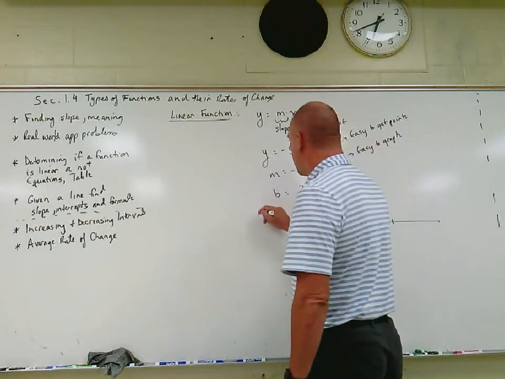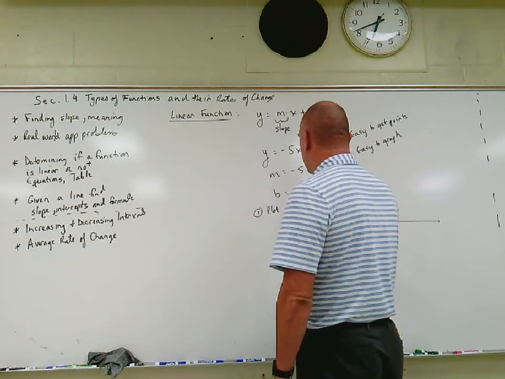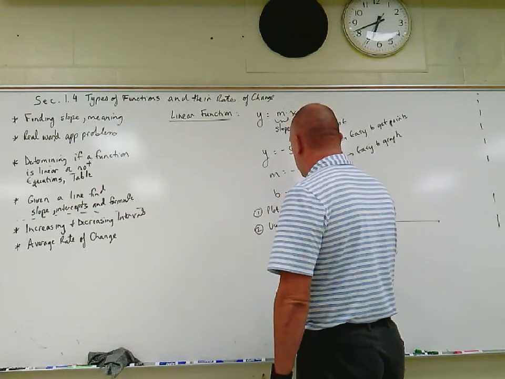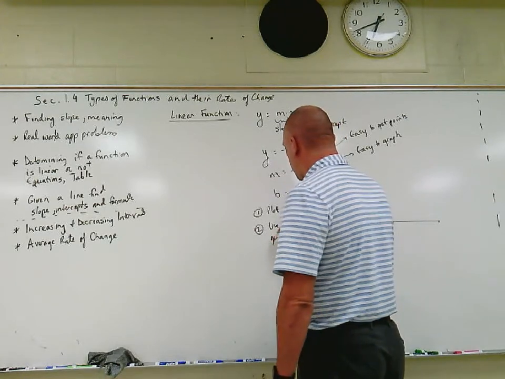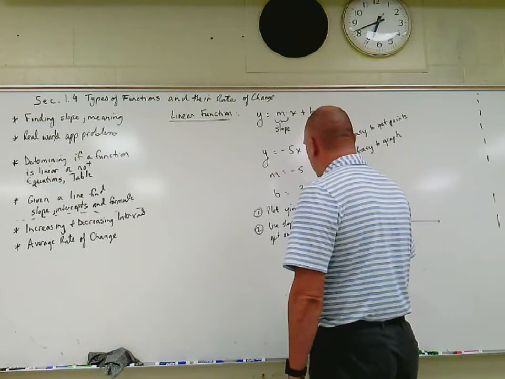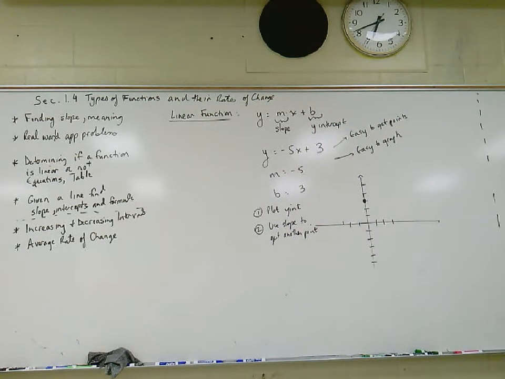So when I'm plotting a line, I first plot the y-intercept. Then I use slope to get another point. So what do I mean by that? I use slope to get another point. What does a slope of -5 mean? What are the two R words that you're always taught with slope? Rise over run.